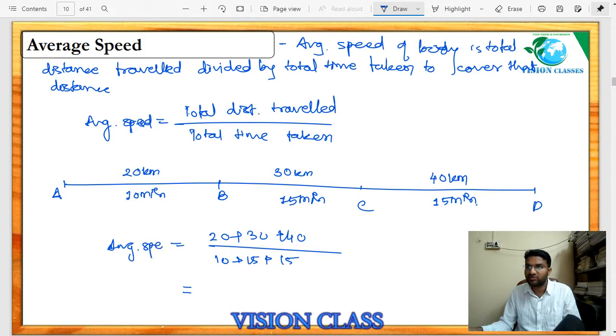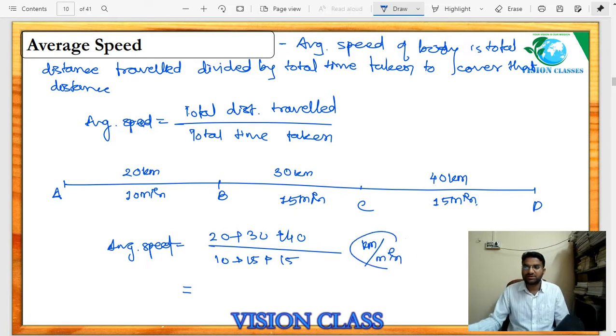And if you want to convert the unit, we just multiply by 60, so that you can convert it. The average speed unit here is kilometer per minute, right?